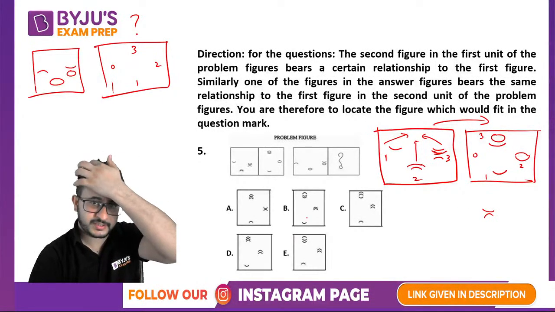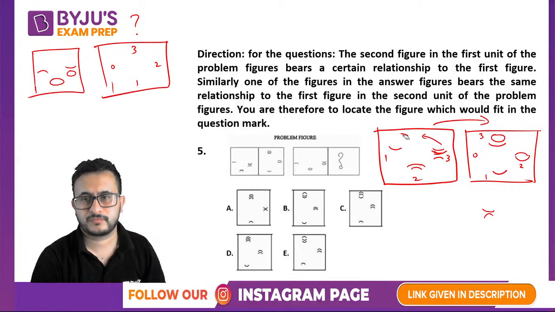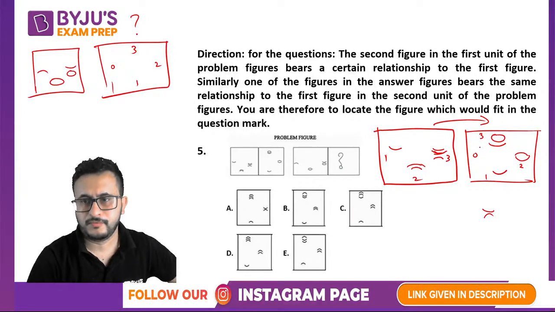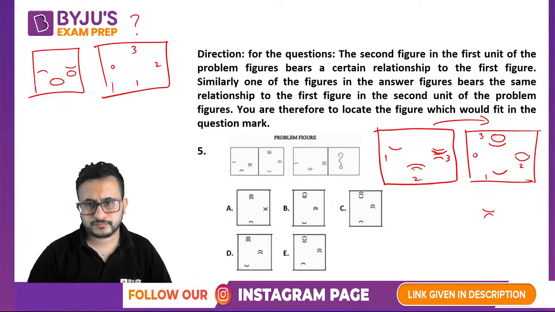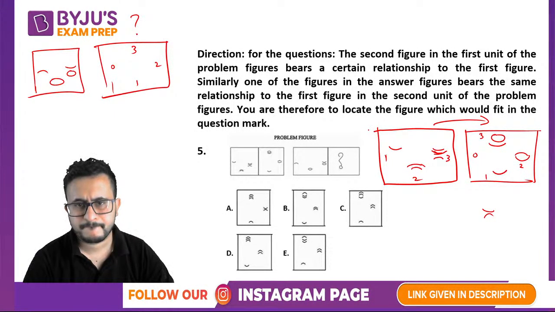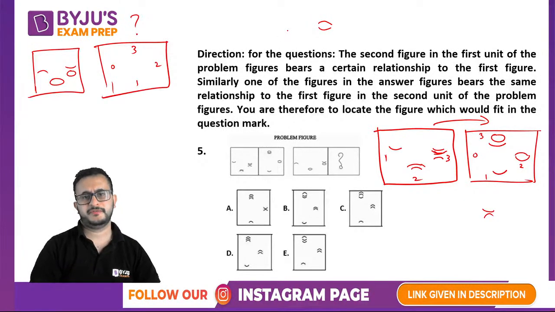Okay, so this is present in all images. Let us look for the oval shape that you are seeing. There are basically two lines connected with each other.